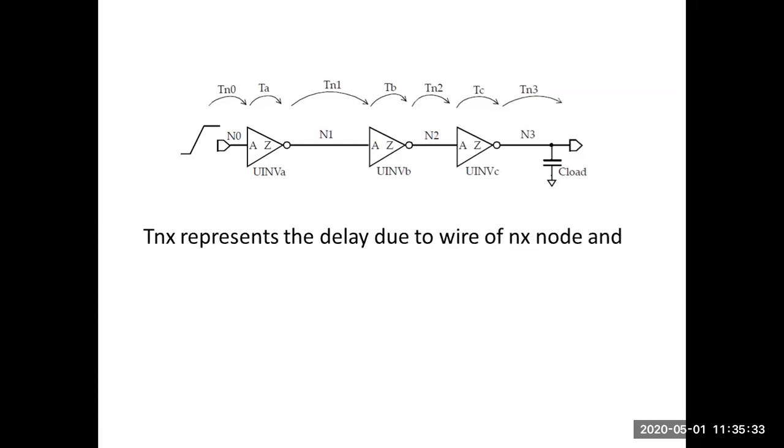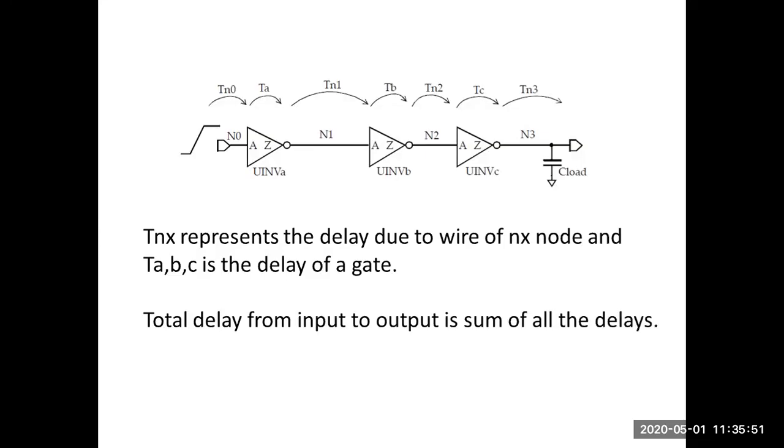So TNX represents the delay due to the wire of the NX node. So TN0, TN1, TN2, TN3 are all related to the timing of the wirings, meaning the delay of the wirings. And TA, TB are the delays of the gates. So the total delay from input to output is the sum of all the delays, or the sum of all the timings. This is how we can compute the delay of a given circuit when some input is given and we find out the output at the output node.